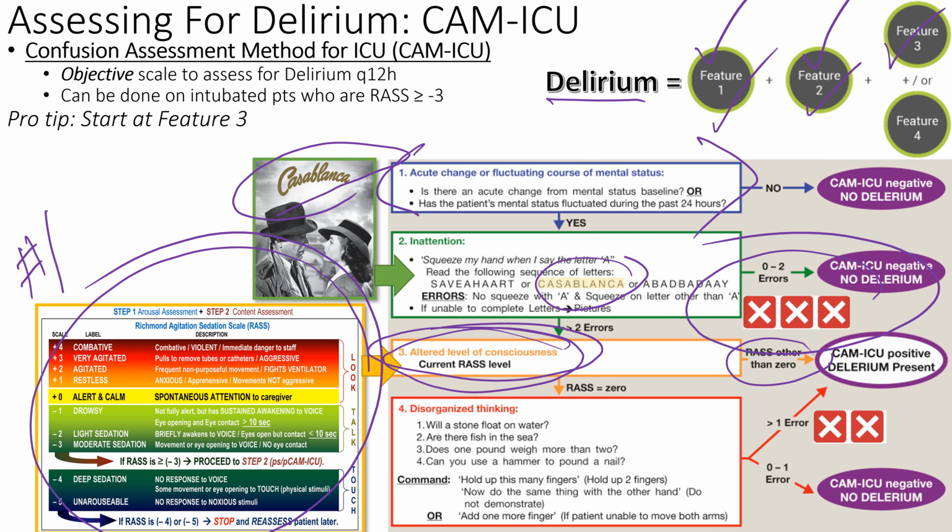For those of you that have been on the floor, those of you guys have been shadowing, hopefully you've been hearing nurses say Casablanca every morning because it should be done Q12 hours. This is how you assess someone that's CAM positive. So we'll get you oriented to this and competency on this when we kind of talk about neuro.